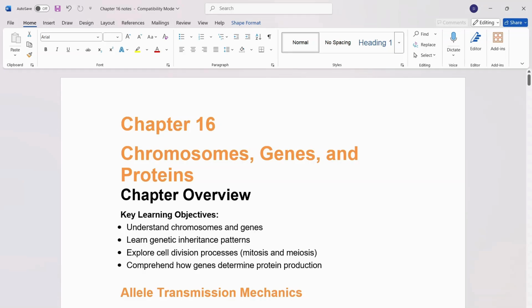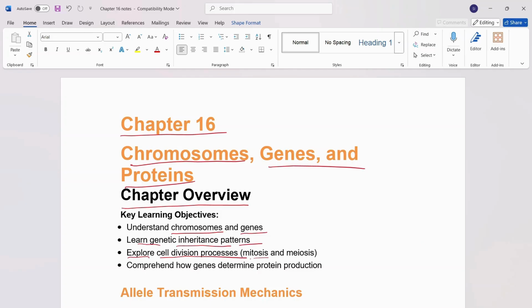Hi guys, let's start with our next chapter, chapter number 16, chromosomes, genes and proteins. The overview of the chapter comprises understanding chromosomes and genes, learning genetic inheritance patterns, exploring cell division processes such as mitosis and meiosis, and comprehending how genes determine protein production.